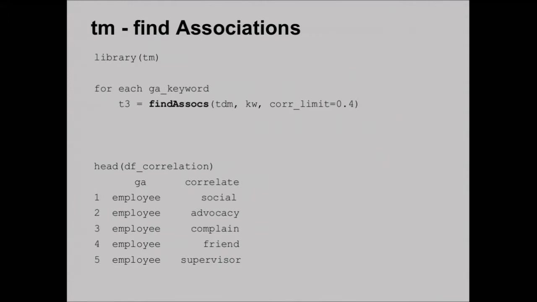And now we can see that based upon the Google keywords, what the crowd has been saying, or Twitter has been saying, is that the word social correlates together with the word employee, or advocacy, complain, friend, supervisor. And so all of these words, as we can see, actually make sense. It's not like we see weird words like employee, Boston Red Sox or something like that. It actually really makes sense.